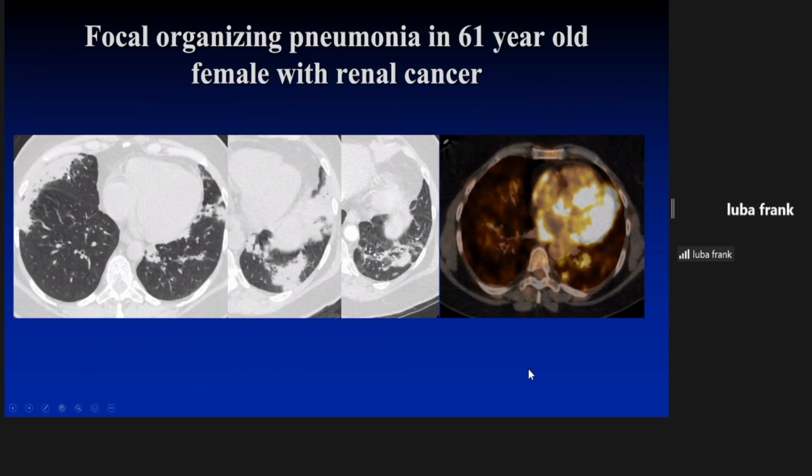We're looking at the peripherally distributed, very classic appearing organizing pneumonia, but in the left lower lobe, it looks more mass-like. And having a patient with a large renal cancer, it really is difficult to just let go based on the appearance. So PET CT was positive. These lesions are FDG avid. This patient had a biopsy done and confirmed as a focal organizing pneumonia.